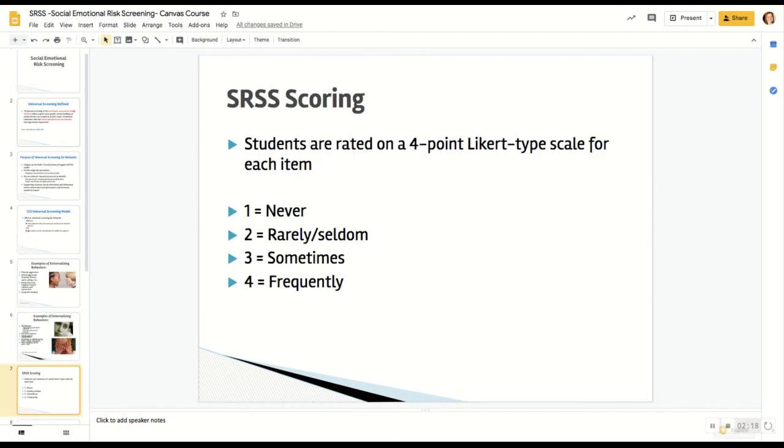So during the assessment, each of those indicators is scored on a 4-point Likert type scale. As you can see, they're ranging from a score of 1, that you never see those behaviors, to a score of 4, which means you see those behaviors frequently.